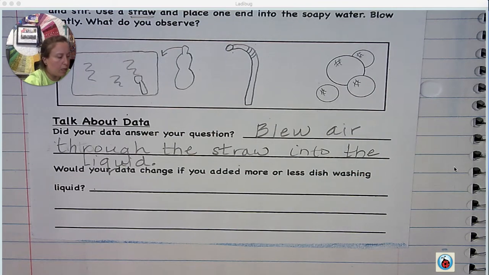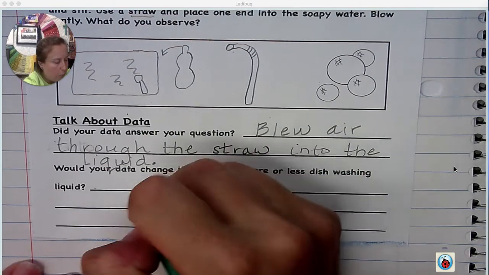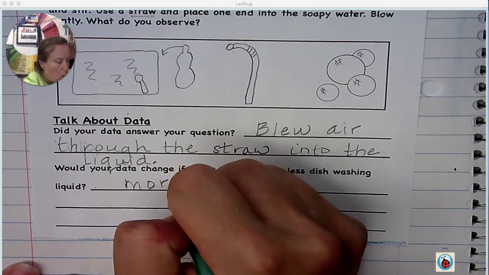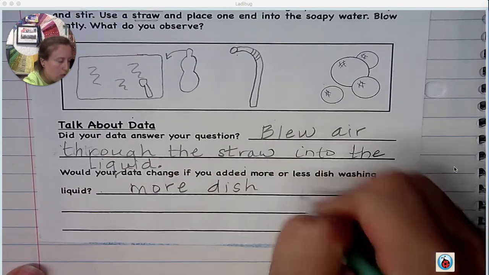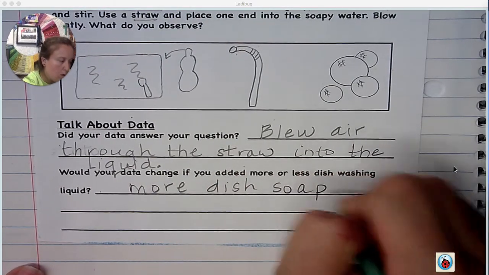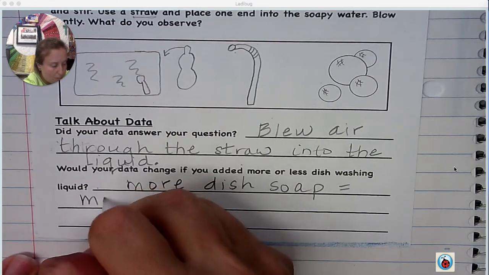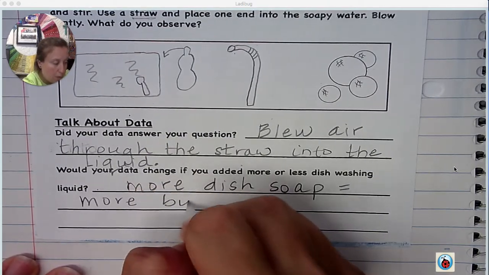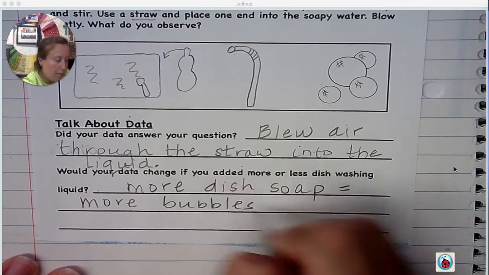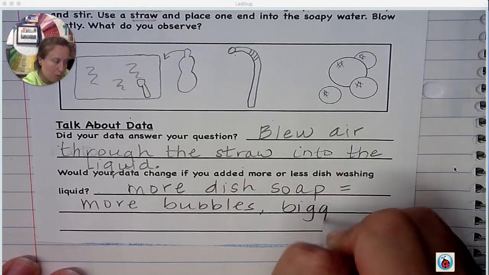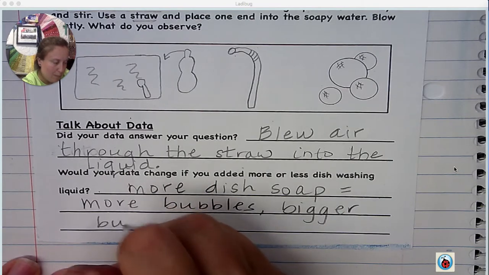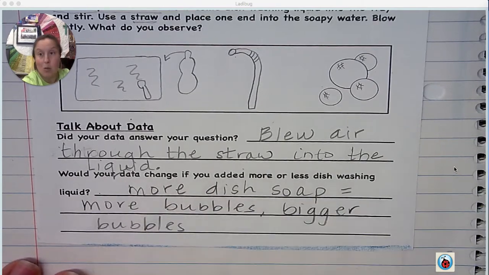So let's make a little equation. If we add more dish soap, what happens? More bubbles. And not just more bubbles, but maybe bigger bubbles. How big did your bubbles get?